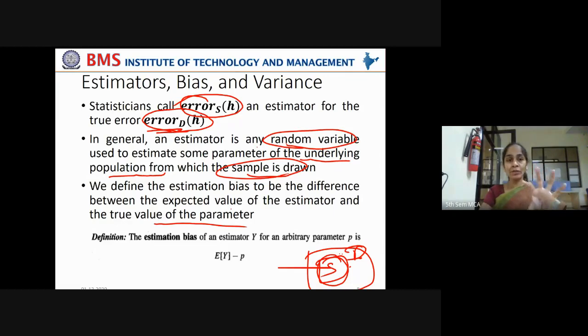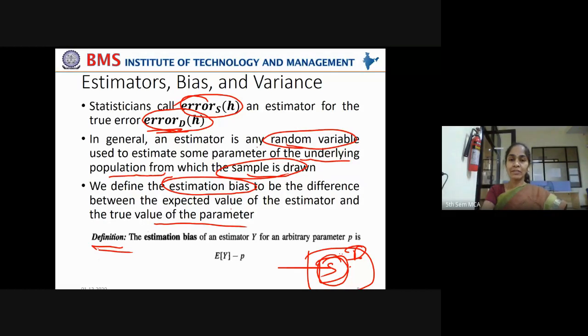That is why your true error and your sample error are not matching. That is called the estimation bias. There is some bias associated with your estimation. So what is the formal definition for this estimation bias?